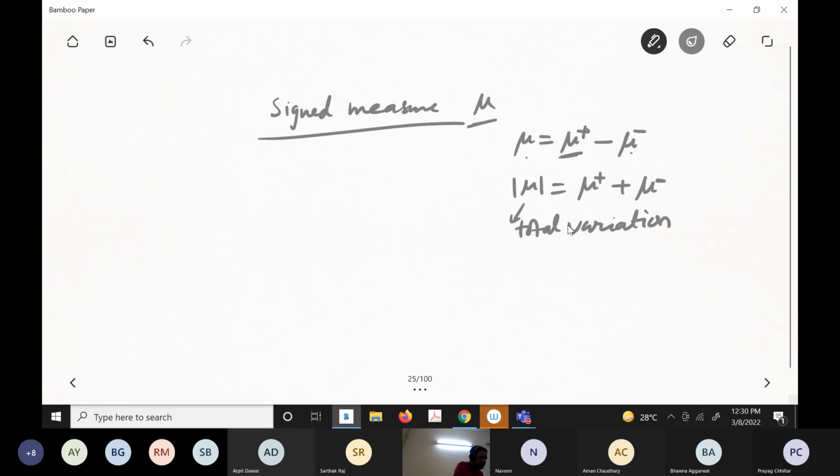If the teacher is not teaching signed measure, make sure that you read signed measure. In fact, you can read from that book I mentioned, Bartle's book. It's a small book, but a very good book. Bartle was one of the leading measure theorists of the last century. So you can read Bartle's book on signed measure, because if you want to understand functional analysis better, you will need it.